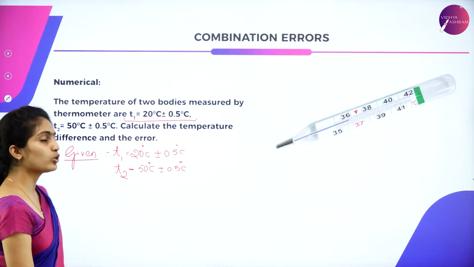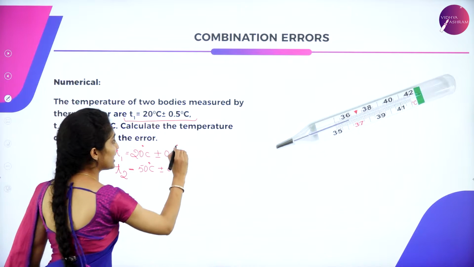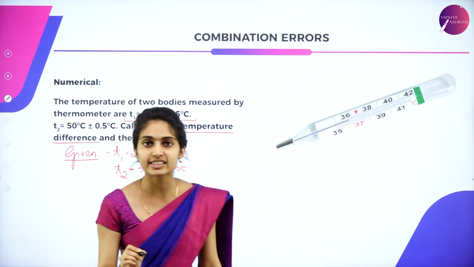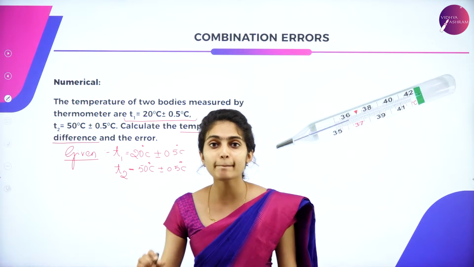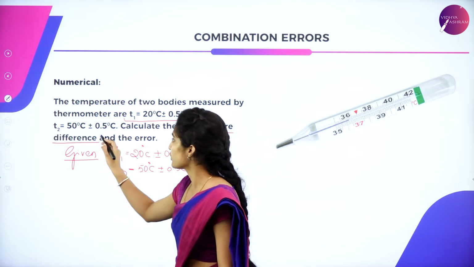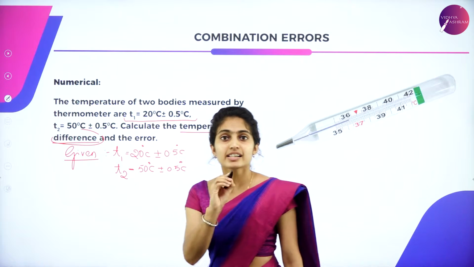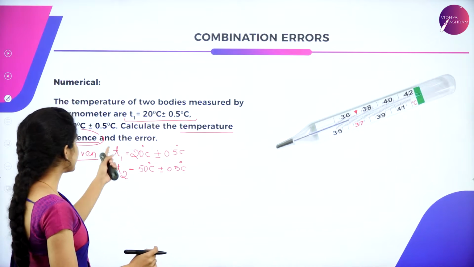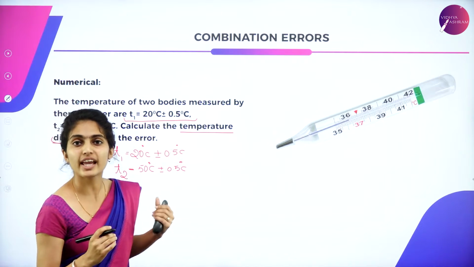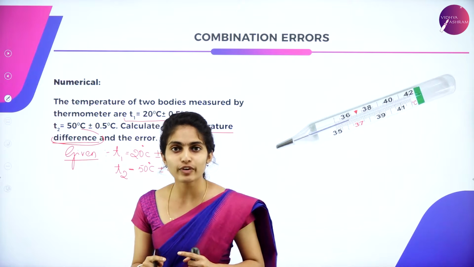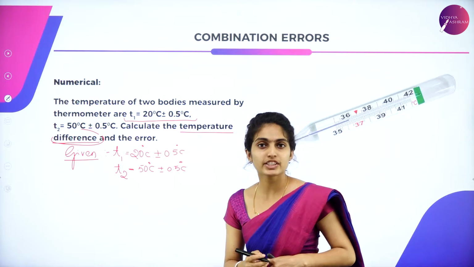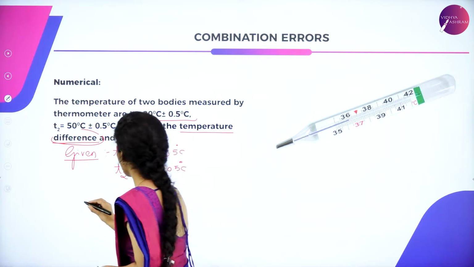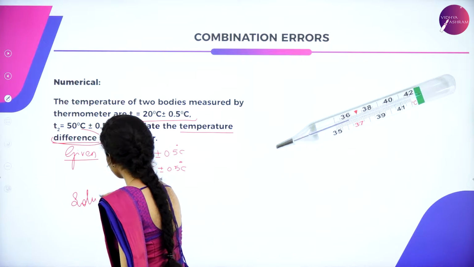We will have to calculate the temperature difference. That is, you have to subtract the quantities. This difference is nothing but subtracting one quantity from the other, and you have to find out the error. So what you have to find out is the temperature difference and the error. So let us solve the problem. Solution.